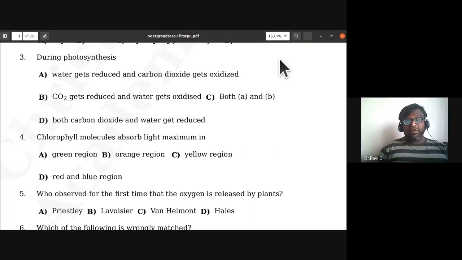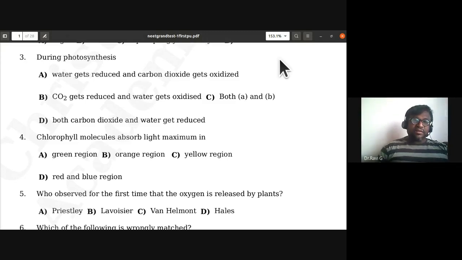What is oxidation? If you remember, oxidation is addition of oxygen or removal of hydrogen, or it can be OIL. Oxidation is loss of electrons. If any one of these definitions is fulfilled, then we call it as oxidation reaction. So now water gets reduced and carbon dioxide gets oxidized. That is wrong. Carbon dioxide gets reduced.